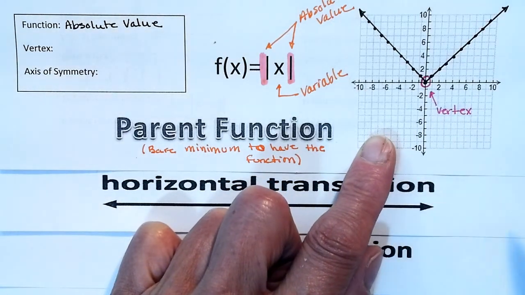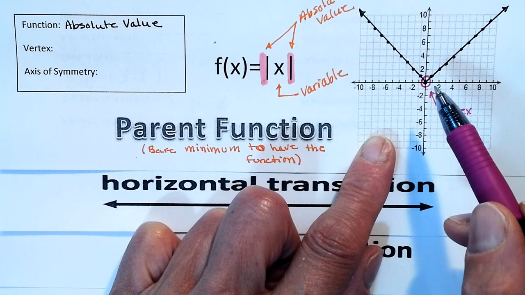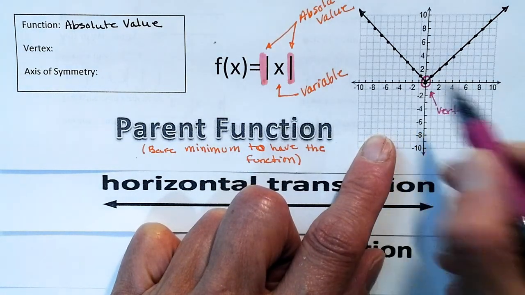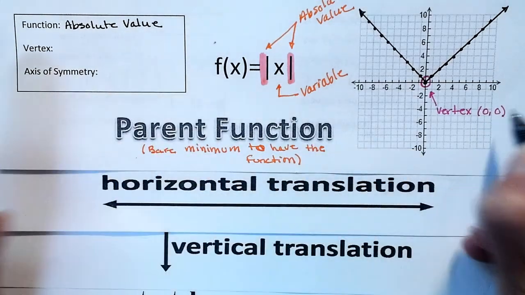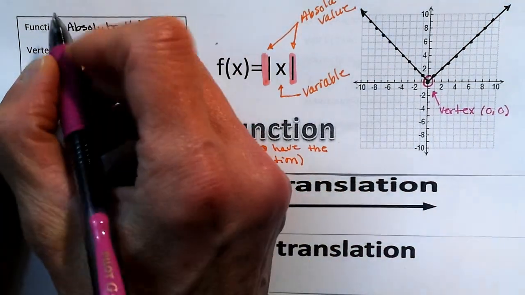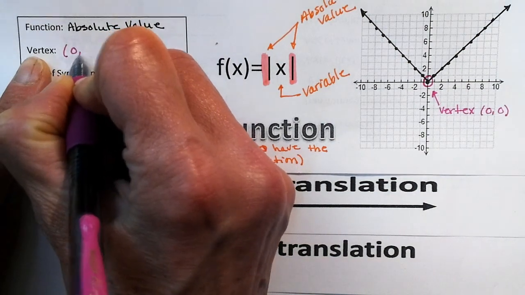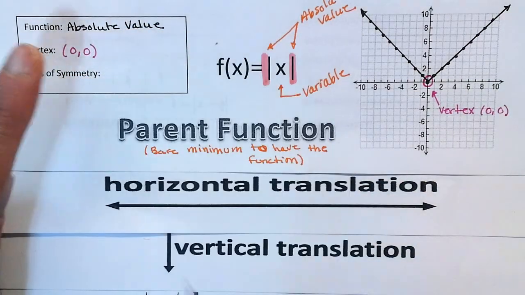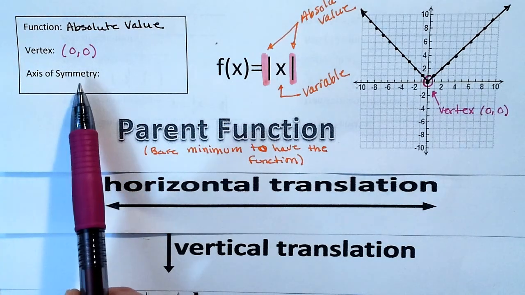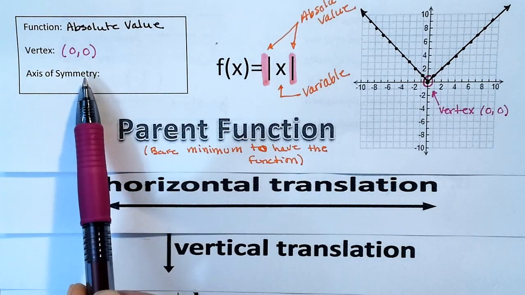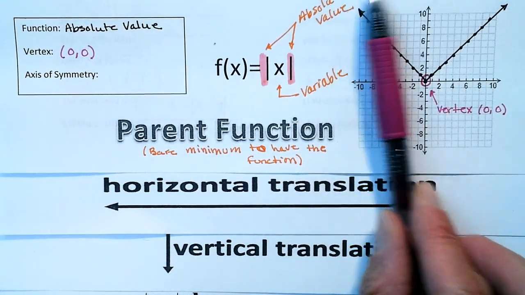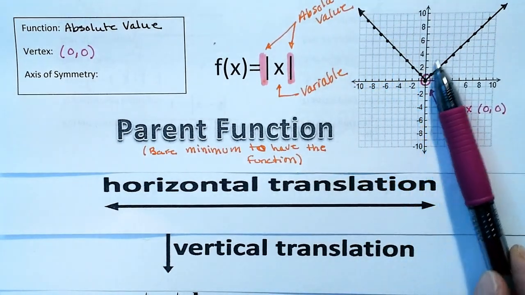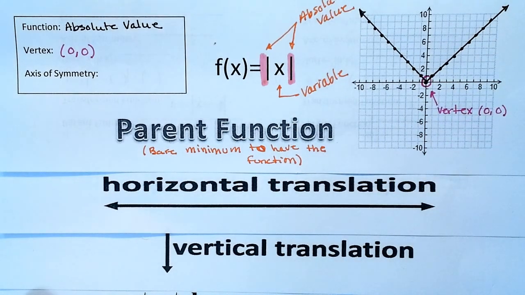And for most of our parent functions, because there are many different functions, our vertex is usually 0, 0. So here, our vertex is at 0, 0. Now there's this thing called an axis of symmetry. Symmetry means that if I were to fold this in half, this side would lay on this side. And in fact, you can try that, and you'll see what I'm talking about.